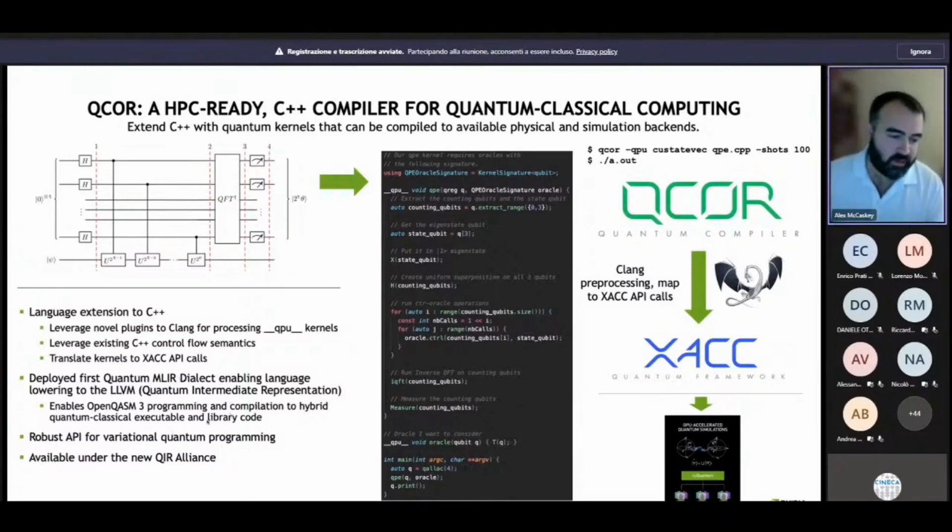Moreover, and I'll show this here in a sec, QCOR is now providing tight integration with the new QIR Alliance, this quantum intermediate representation that's building off of the LLVM infrastructure. QCOR supports this fully pretty much and enables one of the only open source OpenQASM3 compilers, all through the QCOR compiler, and I'll show that here in a sec.